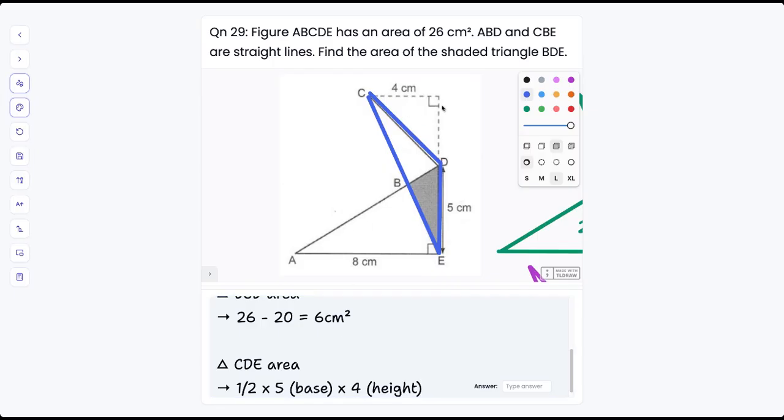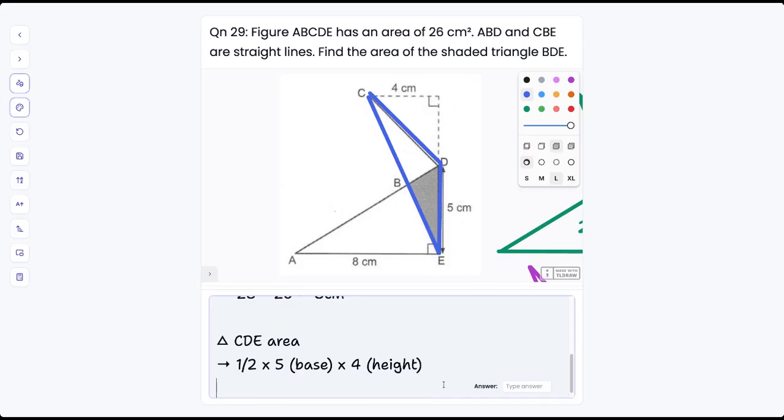Whenever you see the perpendicular square over here, this is the base, and the dotted line is the height. So with this, it is basically half times 4 times 5, which is equal to 10 centimeters square.